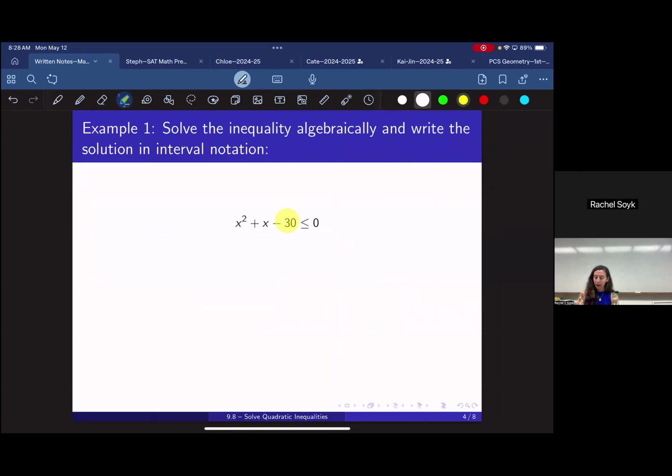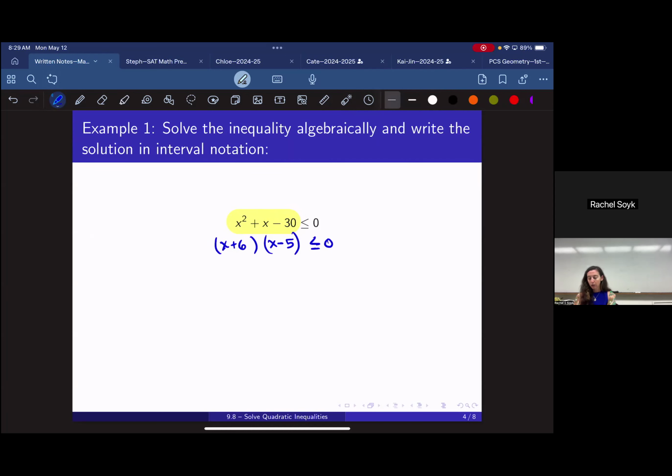Lucky for us, we have everything all over to that left-hand side already. So we can immediately just jump into solving for our zeros. And how do we do that? If we can factor, bless you, then let's go ahead and factor. What are factor pairs of negative 30 that add to 1? We have x plus 6 and x minus 5. Positive 6 times negative 5 gives you negative 30. Positive 6 plus negative 5 gives you positive 1.